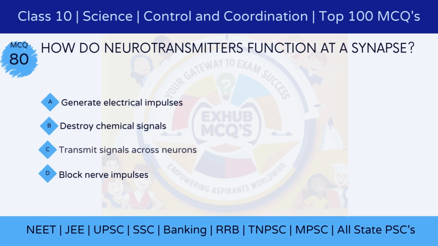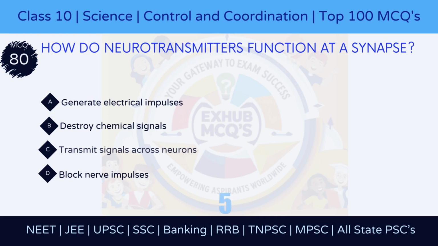MCQ 80. How do neurotransmitters function at a synapse? Option A, generate electrical impulses. Option B, destroy chemical signals. Option C, transmit signals across neurons. Option D, block nerve impulses.